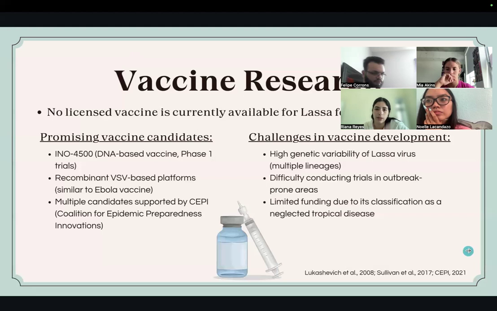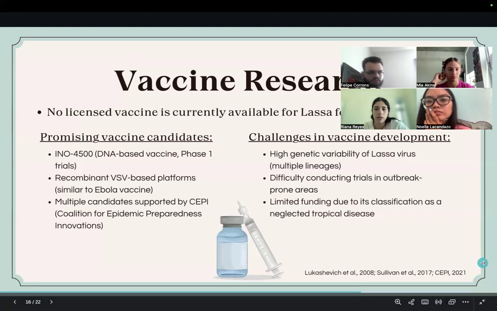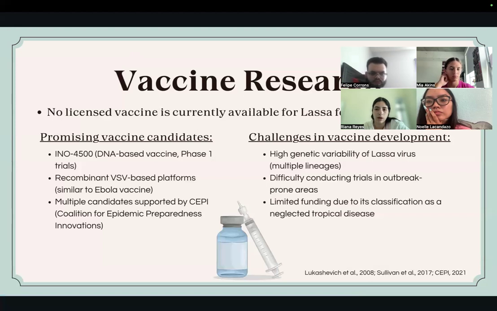Another approach being explored is using recombinant VSV-based vaccines. Here they use a viral vector similar to the one used in the Ebola virus vaccines. Since this path has already been proven successful in protecting against another similar hemorrhagic fever like Ebola, there is optimism that it could be applied and work for Lassa as well.